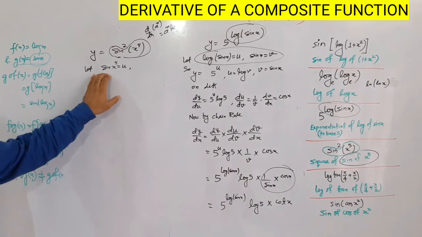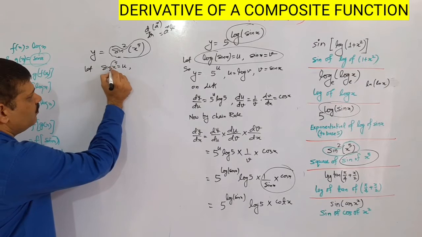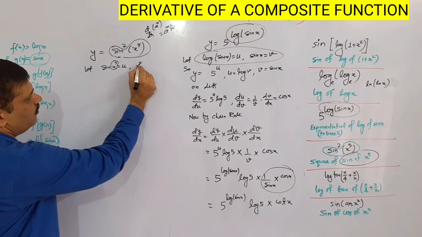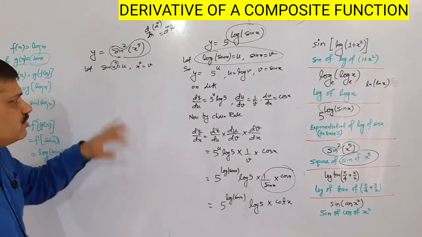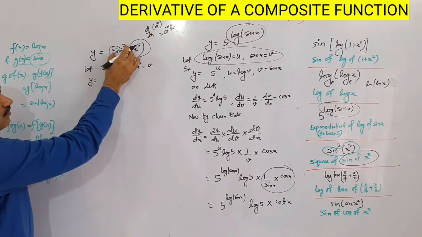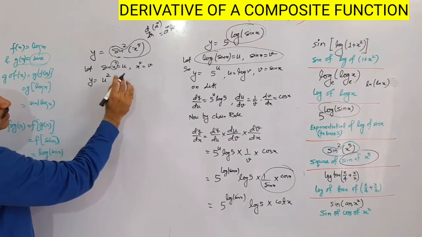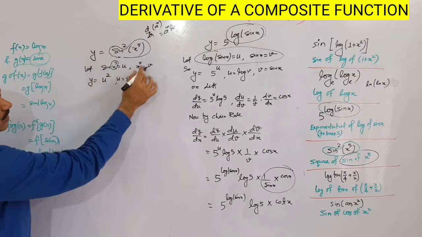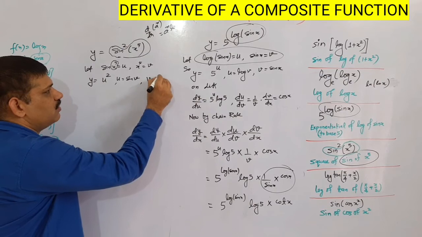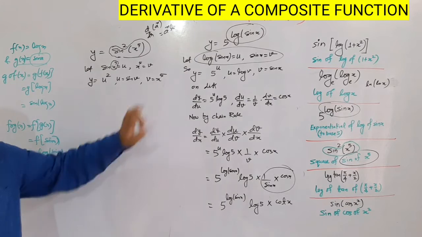Now there is no direct formula for sine of x raised to 5, so this is read as sine of some variable. This x raised to 5 will be considered as a new variable v. So y is equal to the square of u, and u is equal to sine of v, and v actually is x raised to 5. Now y depends on u, u depends on v, and v depends on x.